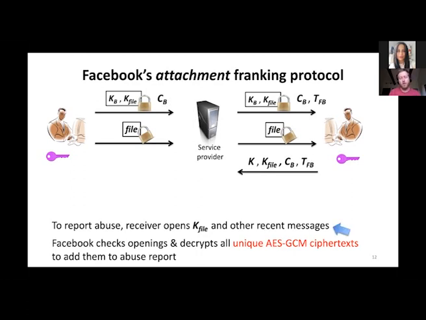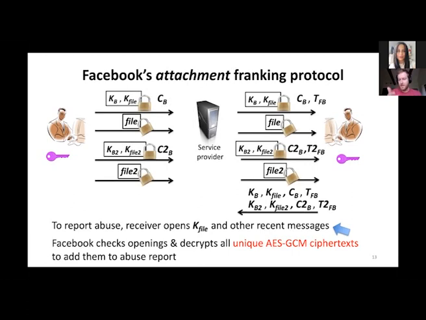And this just shows an example where we now have two files, say, that get sent by the sender. And when you actually do a report for either of these attachments, the receiver will send all of the commitment openings and content information back to the service provider. Importantly, I emphasize unique here. One thing that they do, presumably for efficiency reasons, is they would go through these file attachments and only decrypt new ones that they saw. If they saw a repeat ciphertext attachment, they wouldn't decrypt and use it.